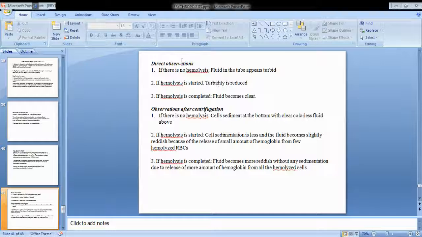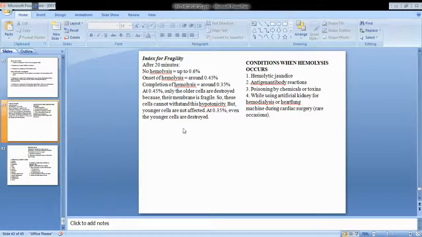You can see there is no hemolysis, and the fluid in the tube appears turbid. If hemolysis has started, you can see the red color. Turbidity is reduced. When hemolysis is complete, the fluid becomes clear. So these are the observations of hemolysis. It shows some fragility. That is how the fragility test is done. After 20 minutes, you see no hemolysis at 6.6%. Just like the color and turbidity, the index of fragility can be checked by seeing the percentage of fragility.